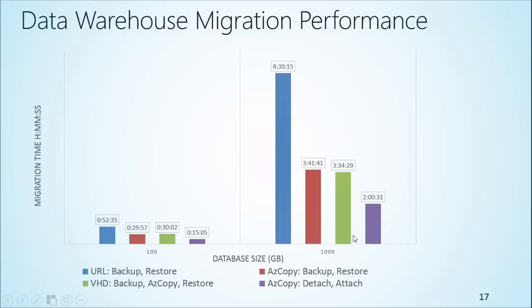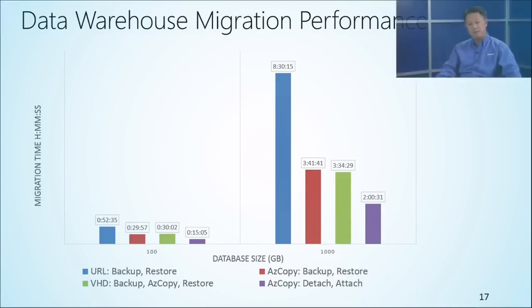Now, if you look at the larger data warehouse sizes, we have a clear favorite, which is detach and attach in this case. But we are shrinking the database files for that, and be mindful when you do that, as it may introduce fragmentation to your databases. One of the things that stands out is the huge difference in the timing on the URL method for the 1 terabyte. Could you explain to us what causes the difference?